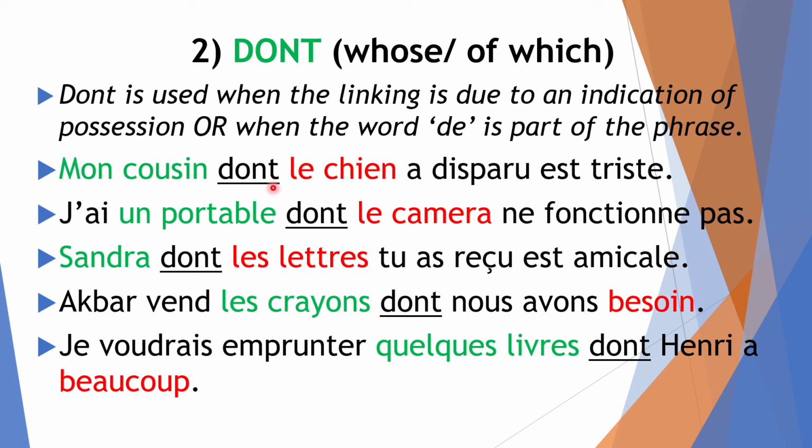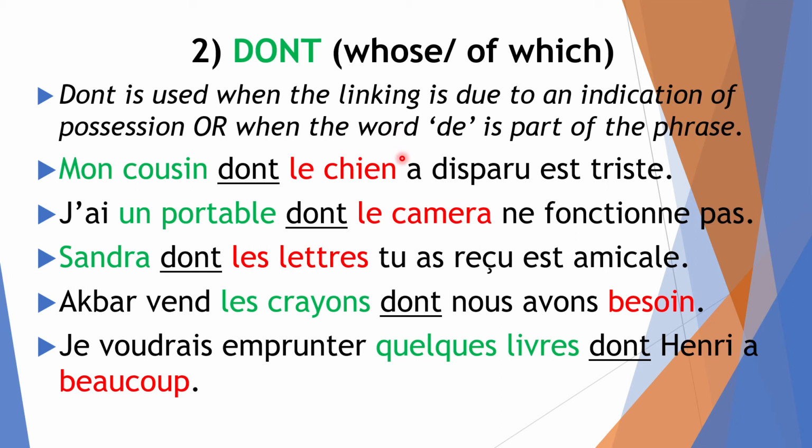Mon cousin dash le chien a disparu est triste. Now here you're talking about your cousin. Okay, mon cousin. Now here again you have to split up the sentence into its constituents. So mon cousin est triste is one sentence. Then le chien de mon cousin a disparu. So my cousin is sad. The dog of my cousin disappeared.